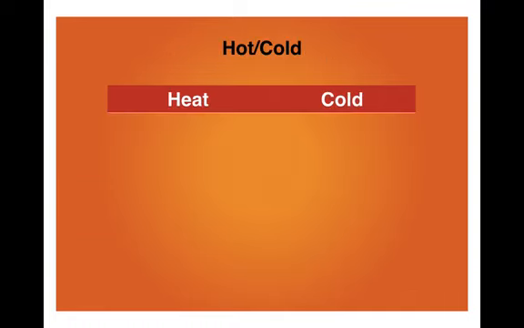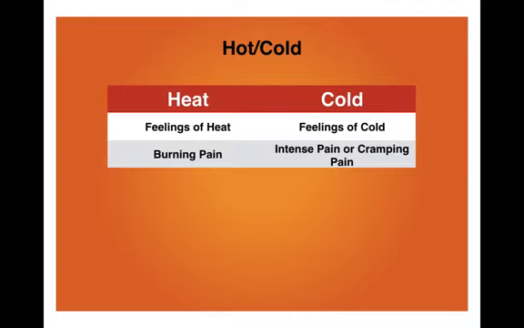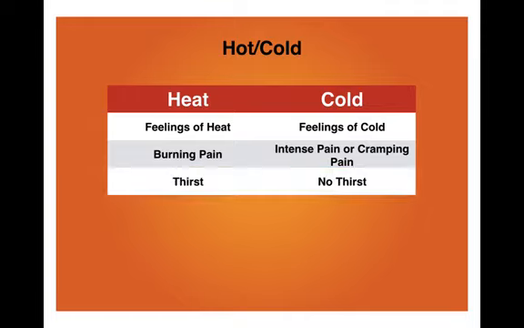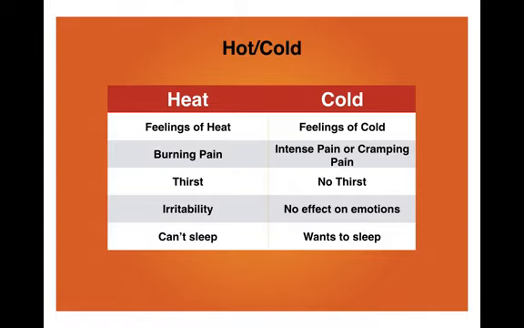And then we'll look at our next pair. We have hot and cold. Very easy to distinguish. Hot has feelings of heat. Cold has feelings of cold, of course. Heat has burning pain. Cold has intense pain or cramping pain. Heat has thirst and cold has no thirst. Heat has irritability, but cold has no effect on the emotions. Heat has can't sleep and cold wants to sleep all the time.